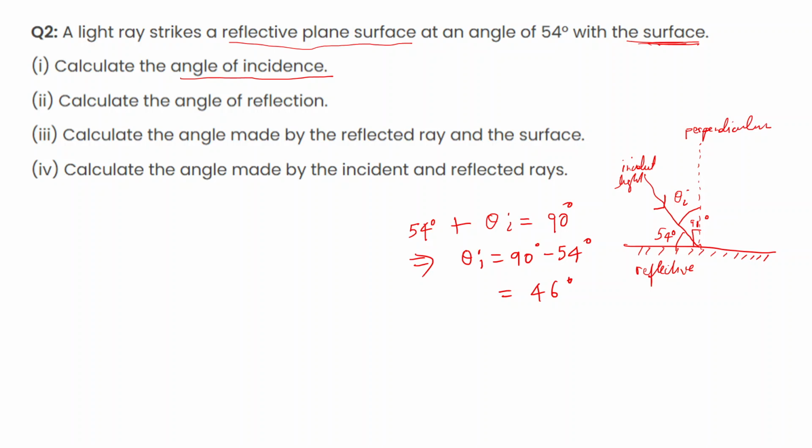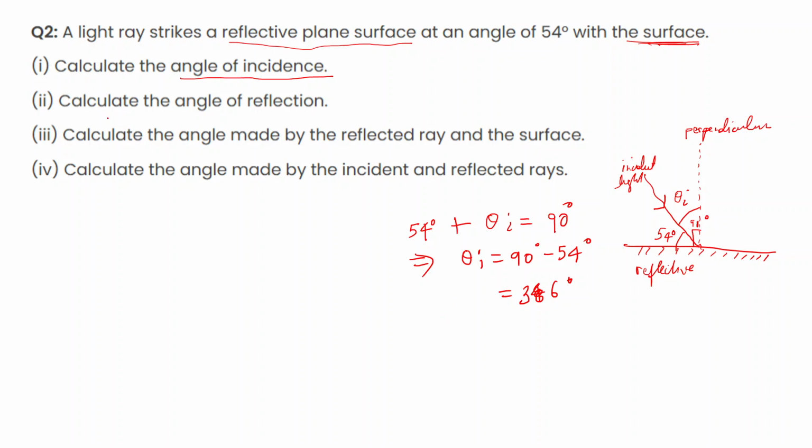90 minus 54, 36. What? Oh, sorry. Yeah. It's not 100, it's 90 degree. It will be 36 degree. So this is our angle of incidence.